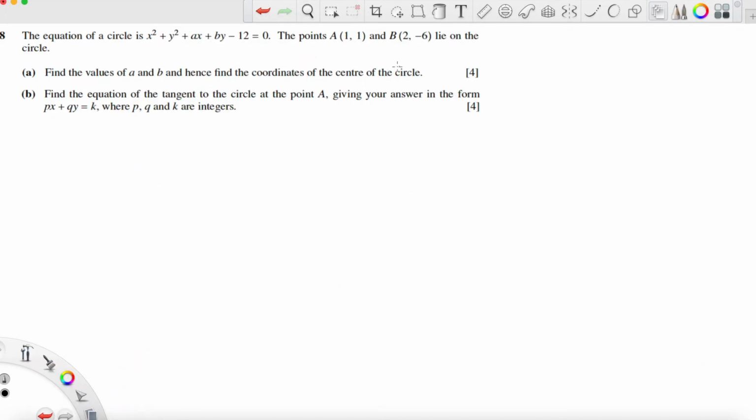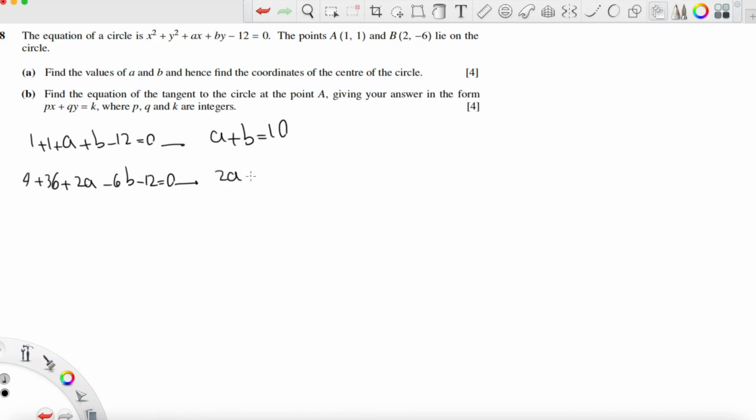As A and B lie on the circle, it means that these 2 points satisfy the equation of the circle. So I replace A first. It will be 1 plus a plus b minus 12 is equal to 0, which simplifies to a plus b is equal to 10. I replace 2 and negative 6, so it will be 4 plus 36 plus 2a minus 6b minus 12 is equal to 0. This simplifies to the equation 2a minus 6b is equal to negative 28. So a plus b is equal to 10.